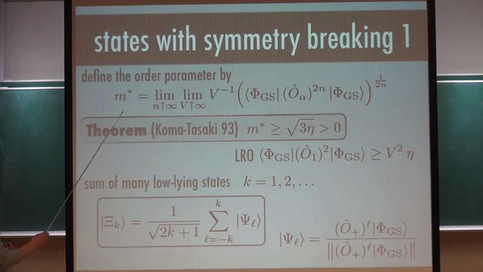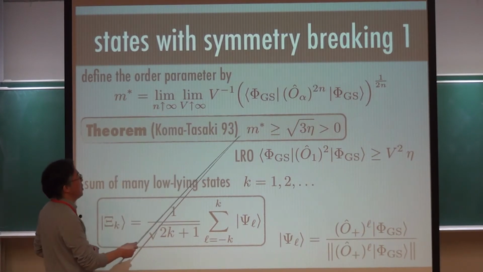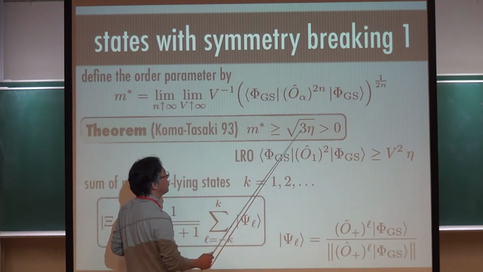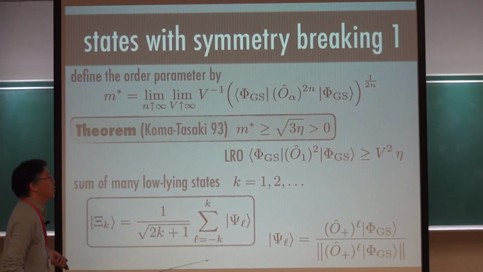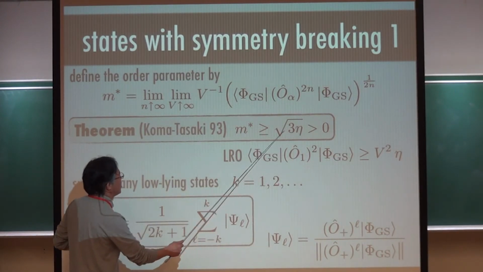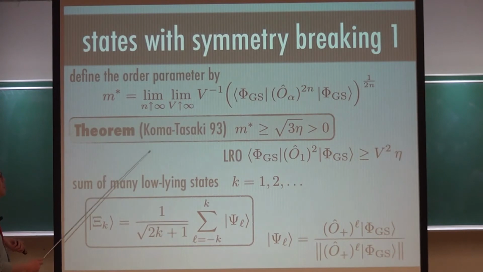After some time you can be convinced that this really picks up the maximum possible order happening in this ground state. And we can also show that this m star is greater than or equal to 3 times square root 3 times theta. This 3 comes from SU(2), but anyway, this is too much. This is not a trivial condition. So we have a reasonable definition of m star, which is the order parameter.